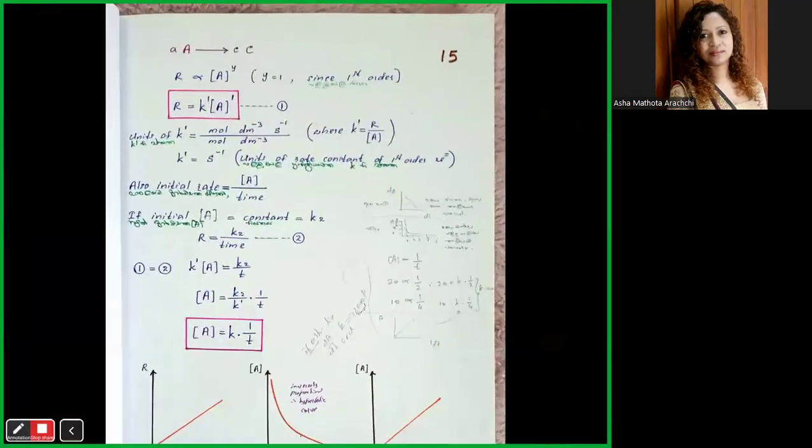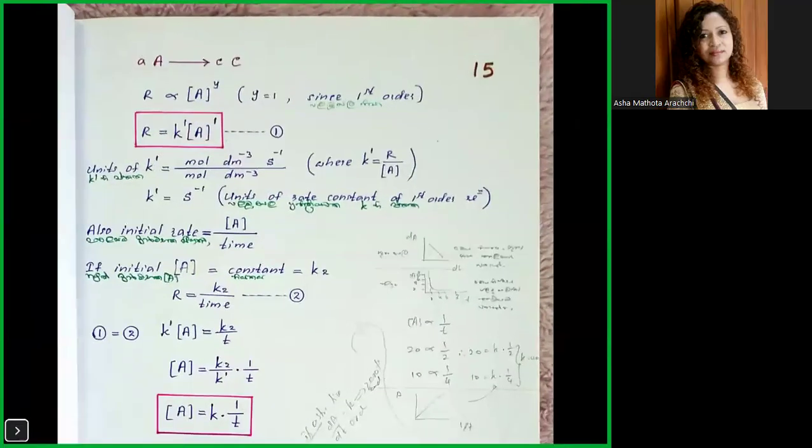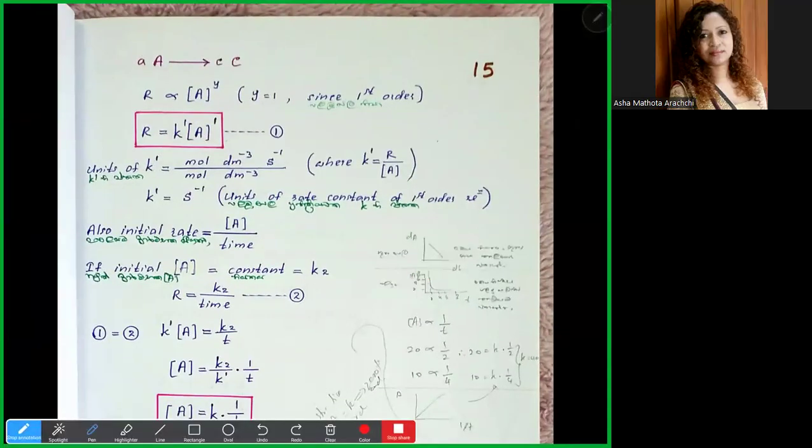From the beginning. I just keep this part here. At the same time, I'm giving you guys the units of k. K equals what? K equals r divided by a. Then what is the units of r? Moles per cubic decimeter per second is the units of r. And then the concentration a, so units of a is moles per cubic decimeter. So the mole per cubic decimeter cancels off.